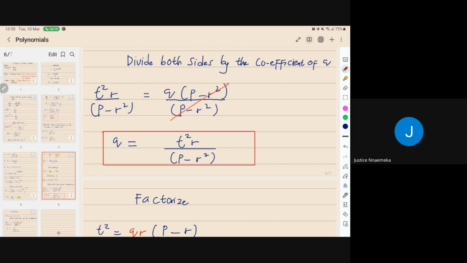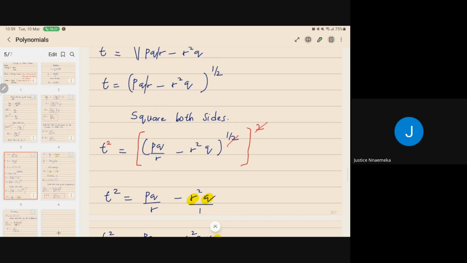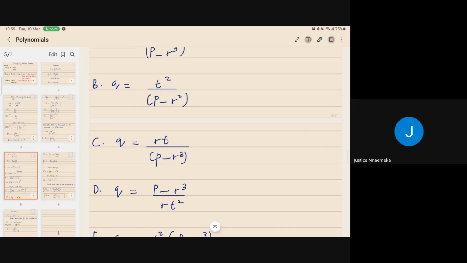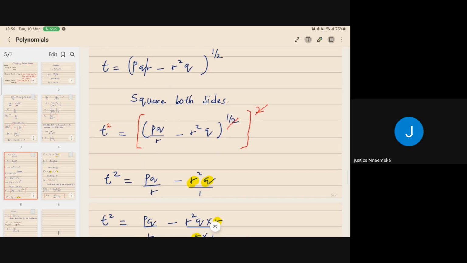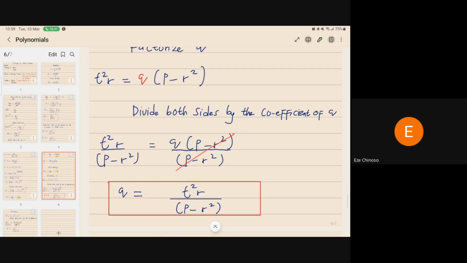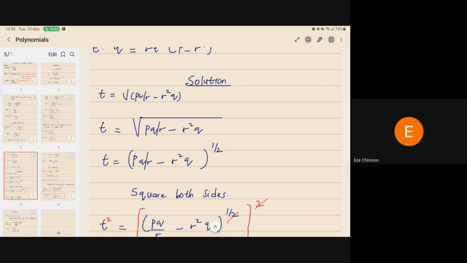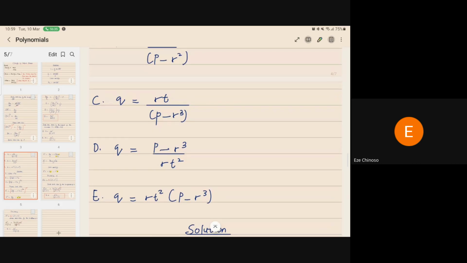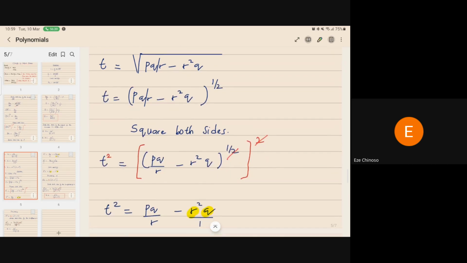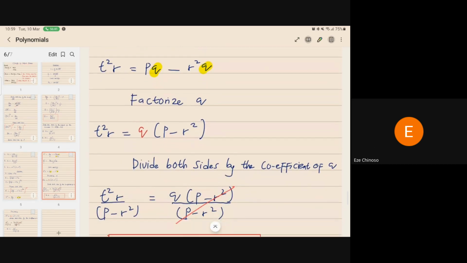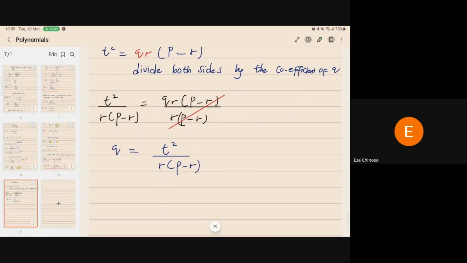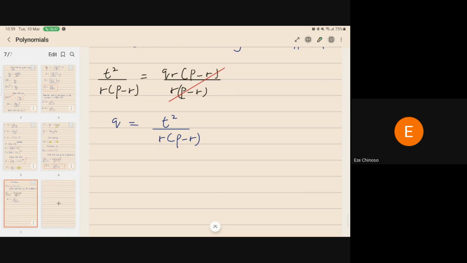So let's check our options then. It's very important to us. So now let's check. Which one goes now? Hope my answer is in the option. B should be the answer. Is it B? Okay. T squared over P minus R squared. But I have R there now. T squared R. I have T squared. Okay, yeah. So B, yeah.